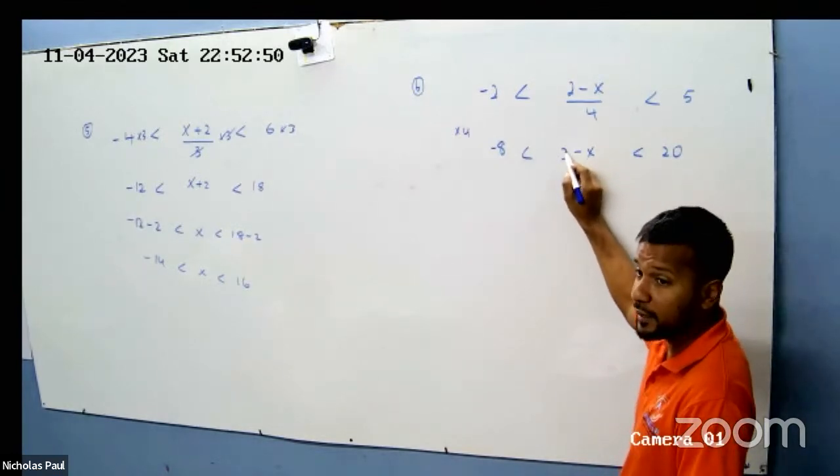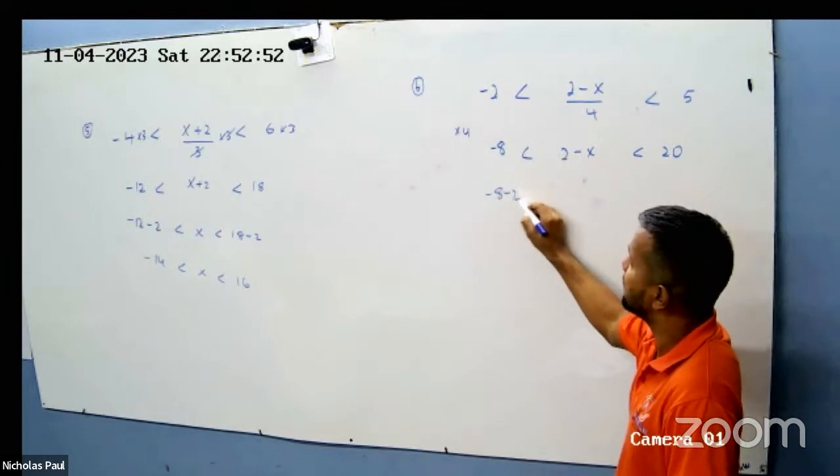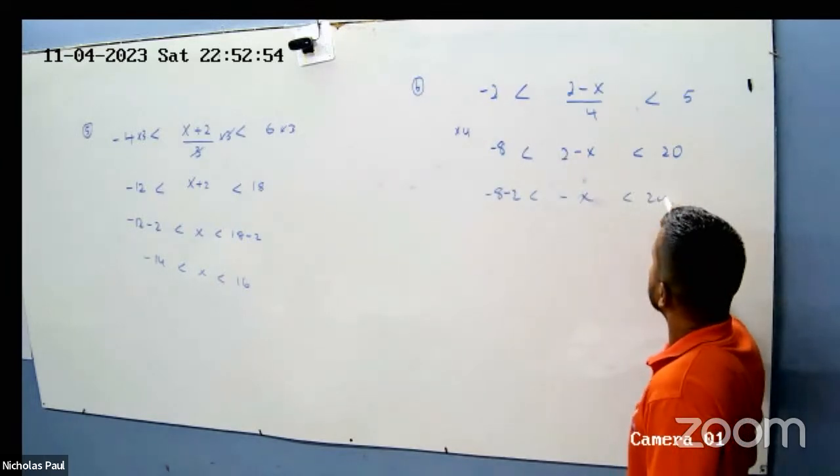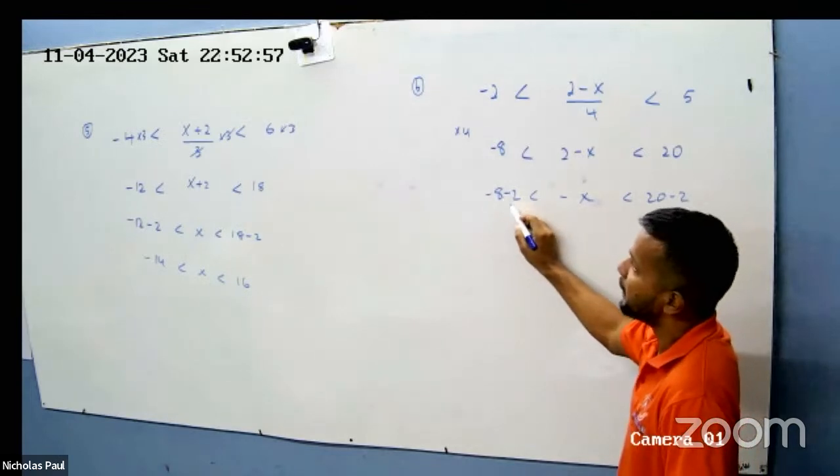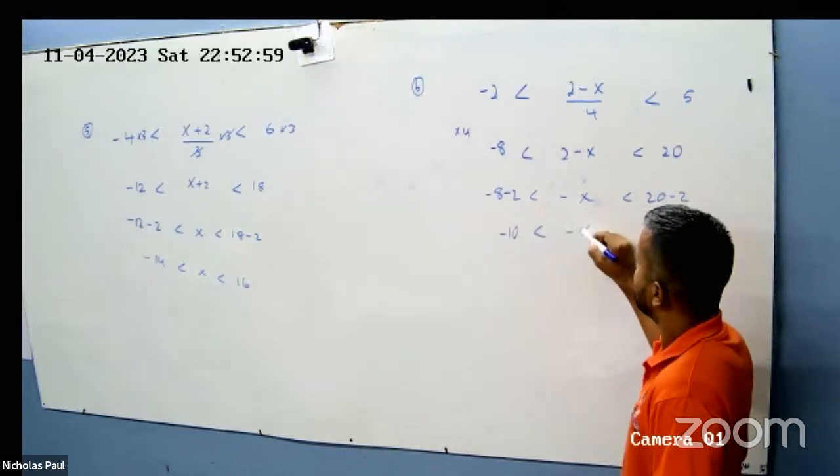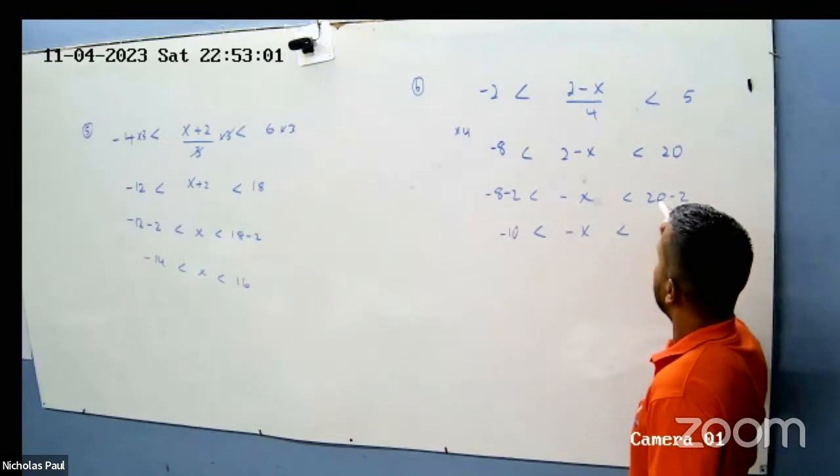Carry across the plus 2, right? So you're going to minus 2 everywhere. Minus 8 minus 2 is minus 10. Sorry, 20 minus 2 is 18.